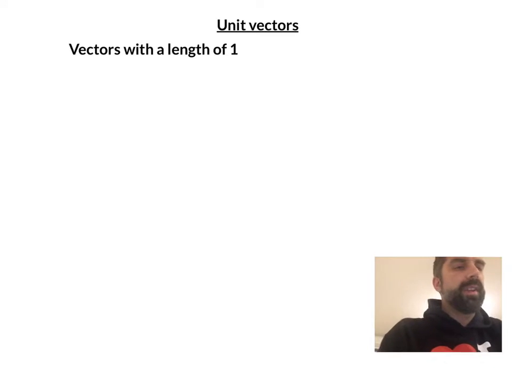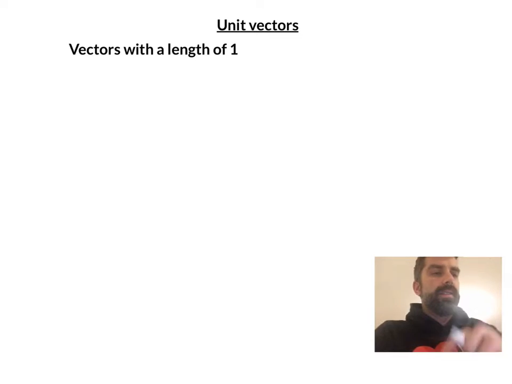Hi guys, so in this video we're going to be talking about the idea of a unit vector. Unit vectors, very simply, are vectors that have a length of 1. So this could be any vector, doesn't matter what it is, but as long as its length or its magnitude comes out to 1, we would call it a unit vector.